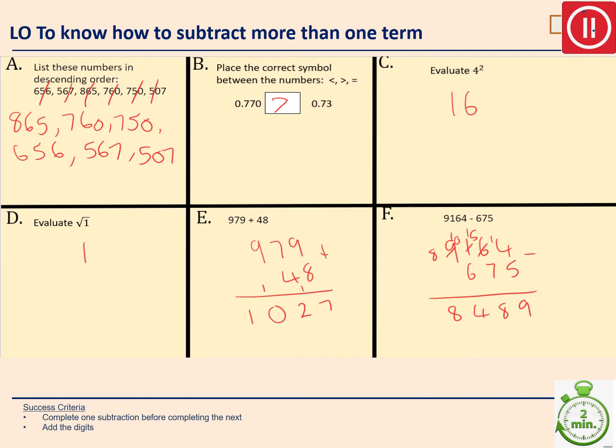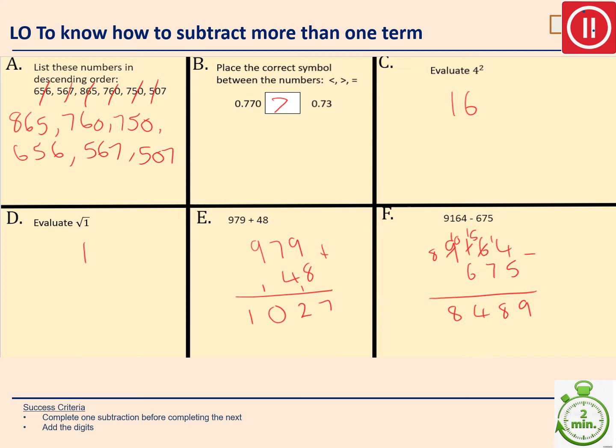So let's go through the answers then. We should be able to list the numbers in descending order, so getting smaller. On B, 0.770 is greater than 0.73. 4 squared is 4 times 4, which is 16. The square root of 1 is actually 1.